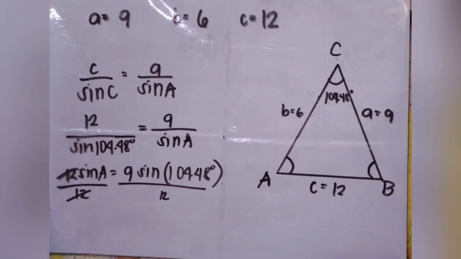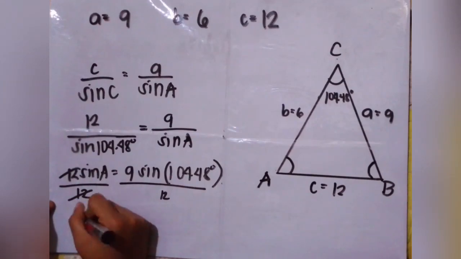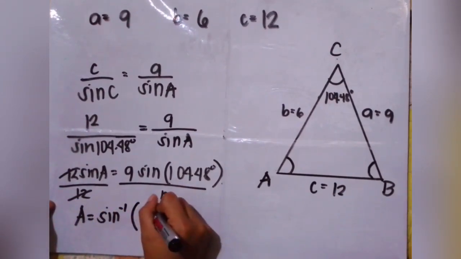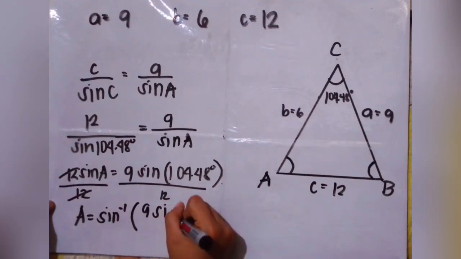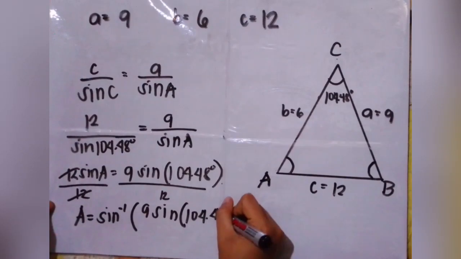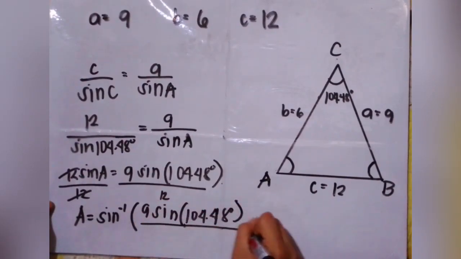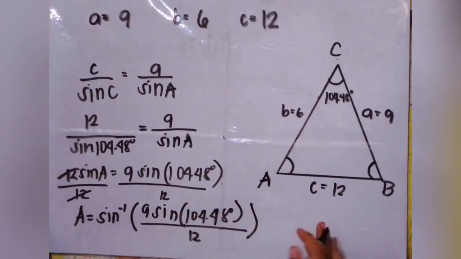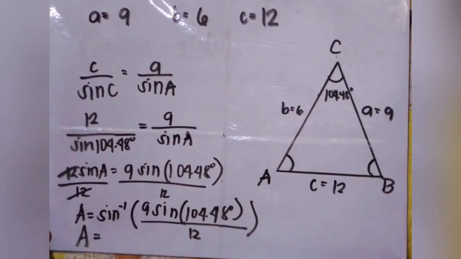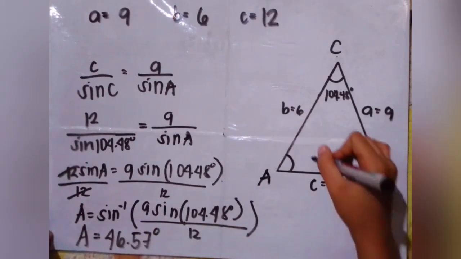Angle A is equal to arcsine of 9 times sine 104.48 degrees over 12. Therefore, our angle A is equal to 46.57 degrees.